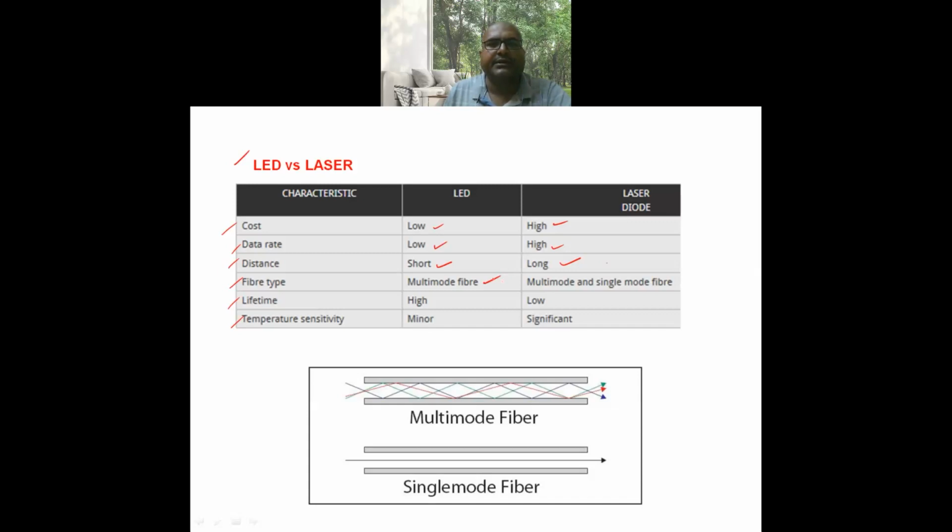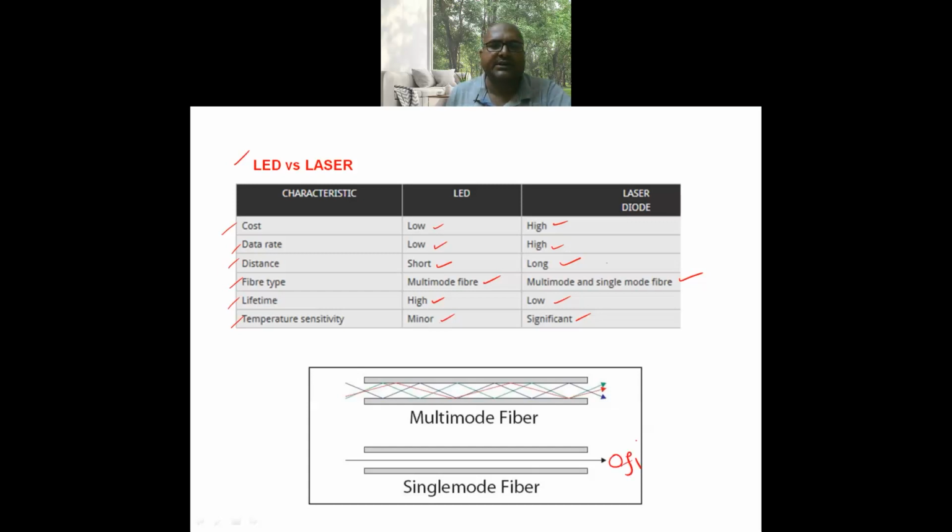And regarding signal transmission, LEDs are used in multimode fibers only. Lasers are useful in both multimode and single mode fibers. The lifetime of LED is high and the lifetime of laser is low. The temperature effect on LED is minor, and the effect of temperature is significant in the case of laser.